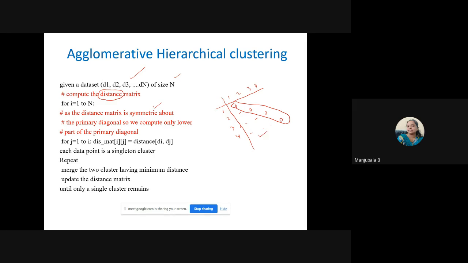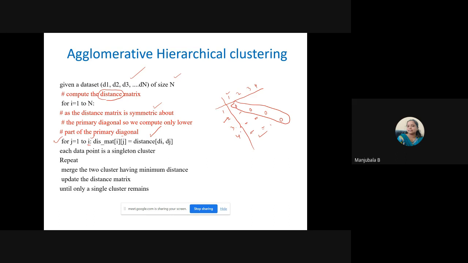So how do we find it? The distance between 2 and 1 is the Euclidean distance between data point 2 and data point 1. Similarly, you find the Euclidean distance between 3 and 1, and between 3 and 2. Similarly, between 4 and 1, 4 and 2, 4 and 3. For that, we use for j equals 1 to i, because our target is the lower part of the primary diagonal. The distance matrix entry ij will be the Euclidean distance between the two points Di and Dj.